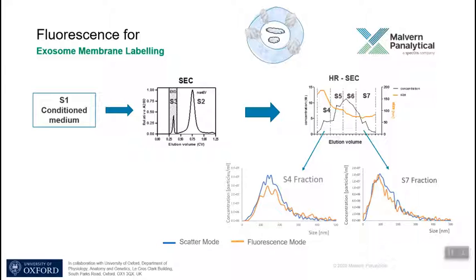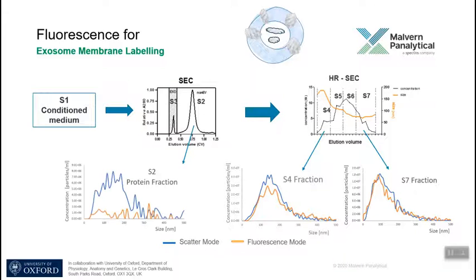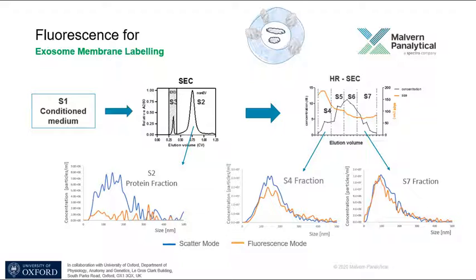Efficient labeling of fractionated exosomes confirms separation of protein in fraction S2 and presence of exosomes in all other fractions. Exosome labeling with CellMask Orange is quick, easy, and efficient, and not affected by presence of co-isolated proteins. Fluorescence NTA can be a powerful tool in confirmation of the presence of pure exosomes and subpopulations in fractionated samples.